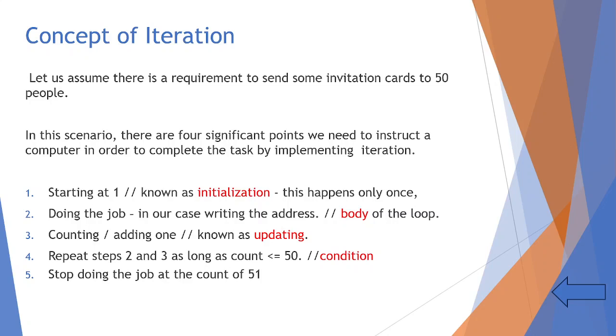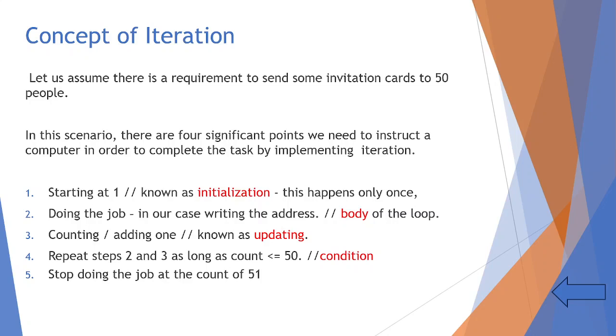Now, let's see what process we have followed so far. We started at 1. That is known as initialization. After initialization, we know implicitly that 1 is less than 50. But the computer does not know that. So every time it has to check, is 1 less than or equal to 50 or not? That is known as the condition.